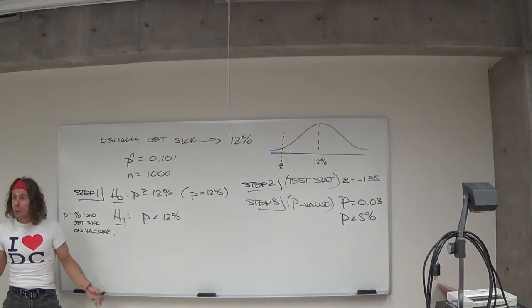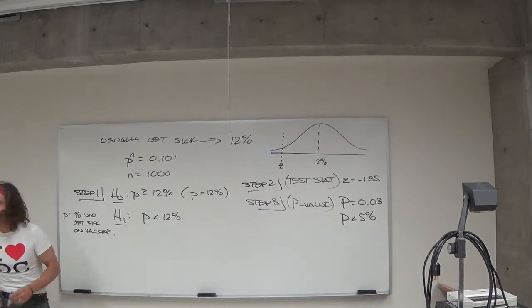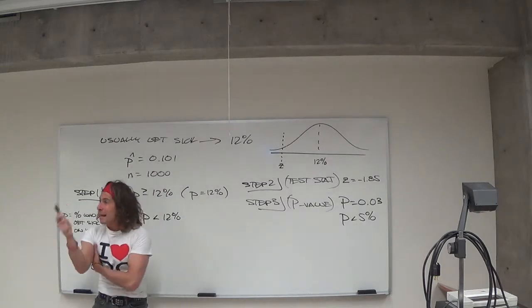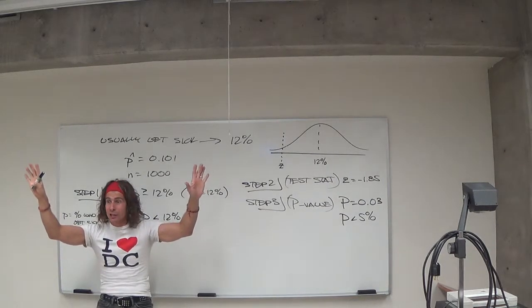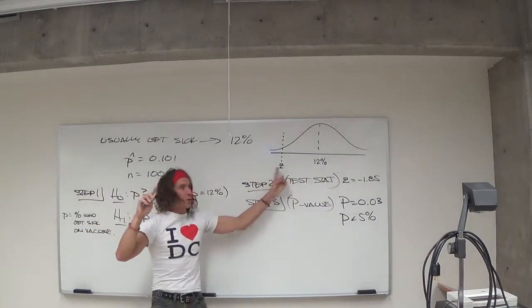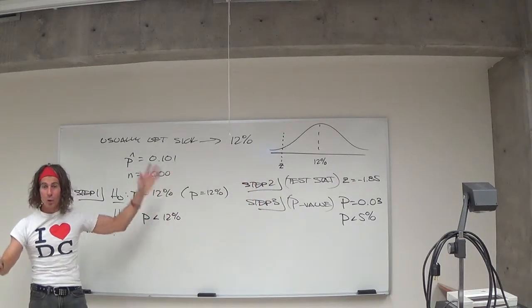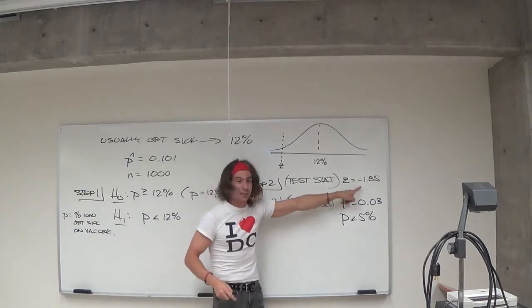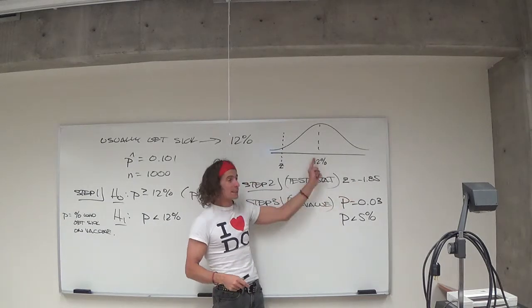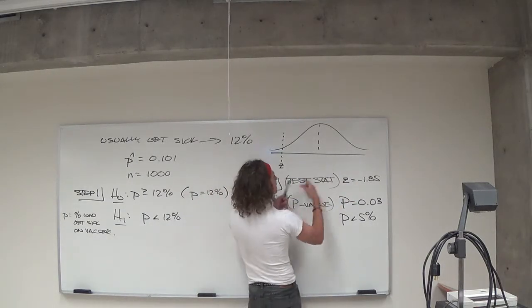A critical value beyond which we put our hands up and go, wait a minute, something has changed. If we get below that cutoff, something has changed. And this tells us the location on the horizontal axis if we change the 12% to a 0.